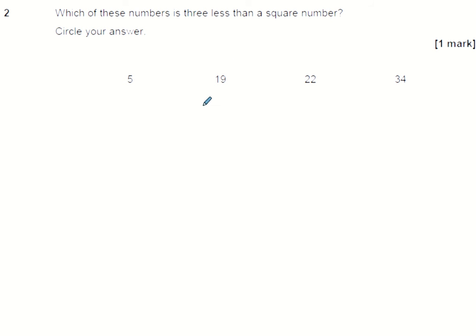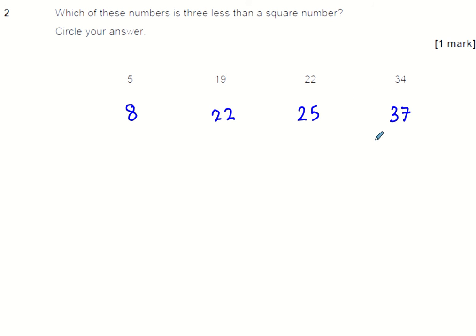Question 2. Which of these numbers is 3 less than a square number? Circle your answer. So if these numbers that we are shown are supposed to be 3 less than a number, then let's see what that number should be. So 5 is 3 less than 8, because 8 minus 3 is 5. 19 is 3 less than 22. 22 is 3 less than 25. And 34 is 3 less than 37.